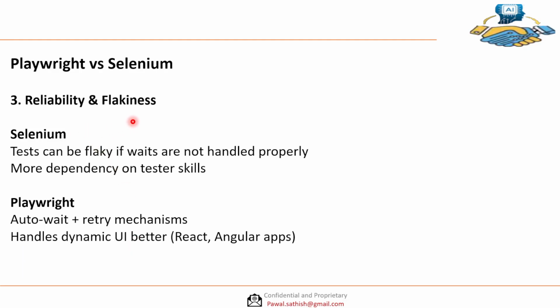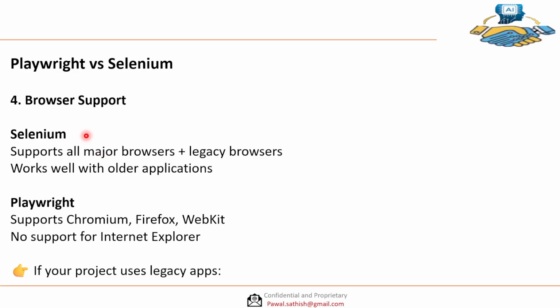Then, the reliability and flakiness perspective. Selenium tests can be flaky, as I mentioned, if waits are not handled properly; it depends more on the tester's skill. Whereas Playwright's auto-wait and retry mechanism handle dynamic UI better. Then, browser support perspective. Selenium supports all major browsers plus legacy browsers, which means IE is also supported, so it works well with older applications as well.